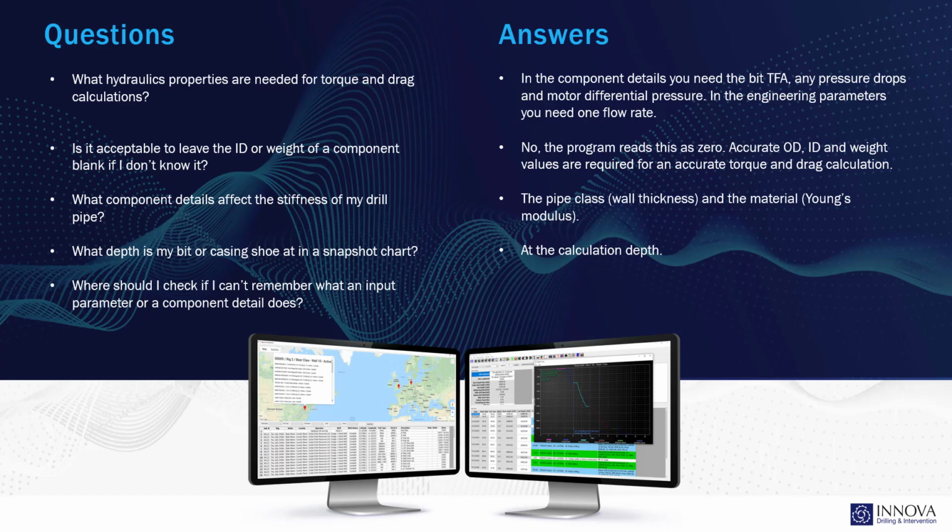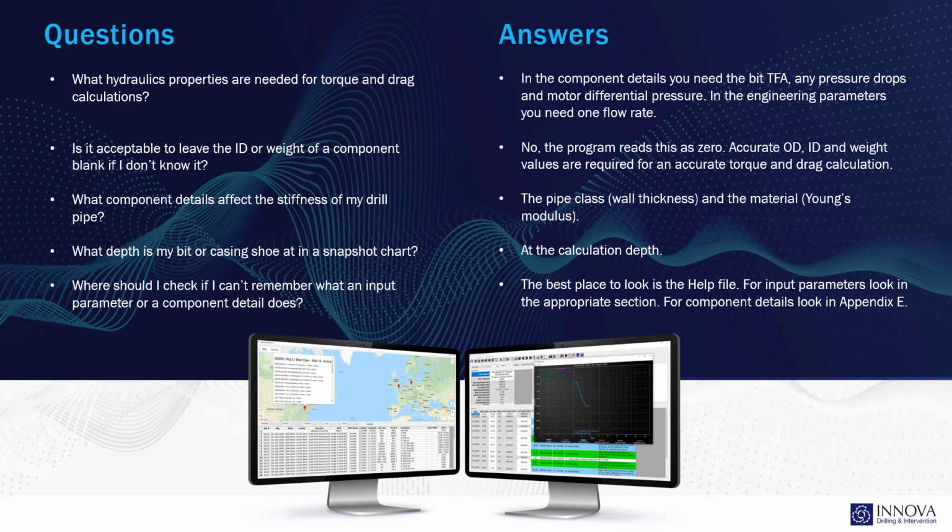And lastly, where should I check if I can't remember what an input parameter or a component detail does? The answer is, the best place to look is in the help file. For input parameters, you want to look in the appropriate section or chapter, and for your component details, you want to look in Appendix E.